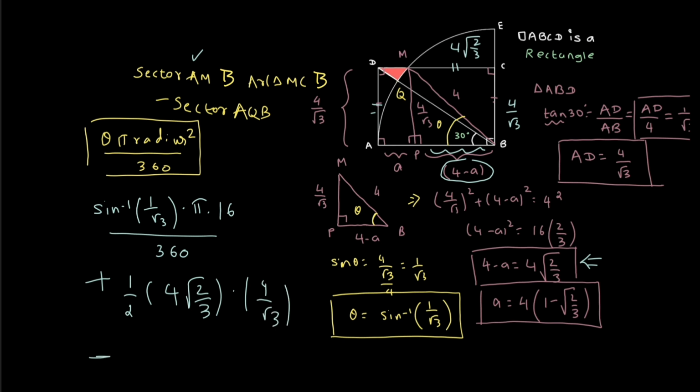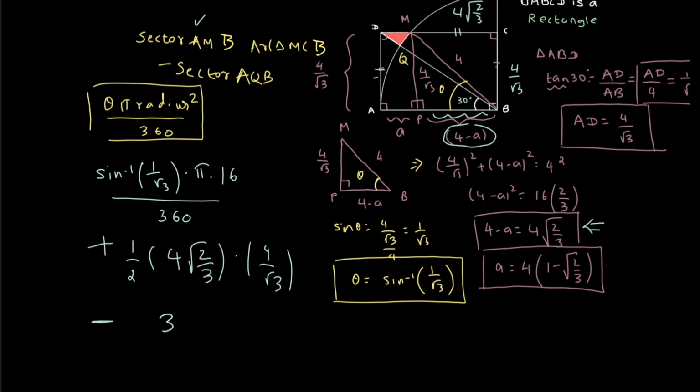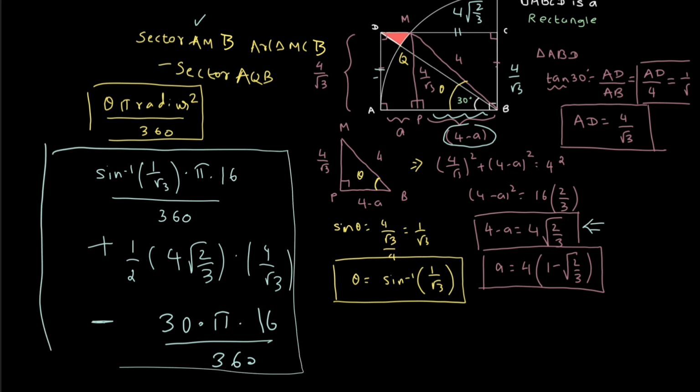Okay, now minus area of the sector AQB, that is this one. So that was actually very simple because the central angle is directly 30 and its radius is also equal to 4. So the central angle is 30 degree into pi, the constant, into the radius square. So 4 square 16 upon 360. So let us simplify this thing.